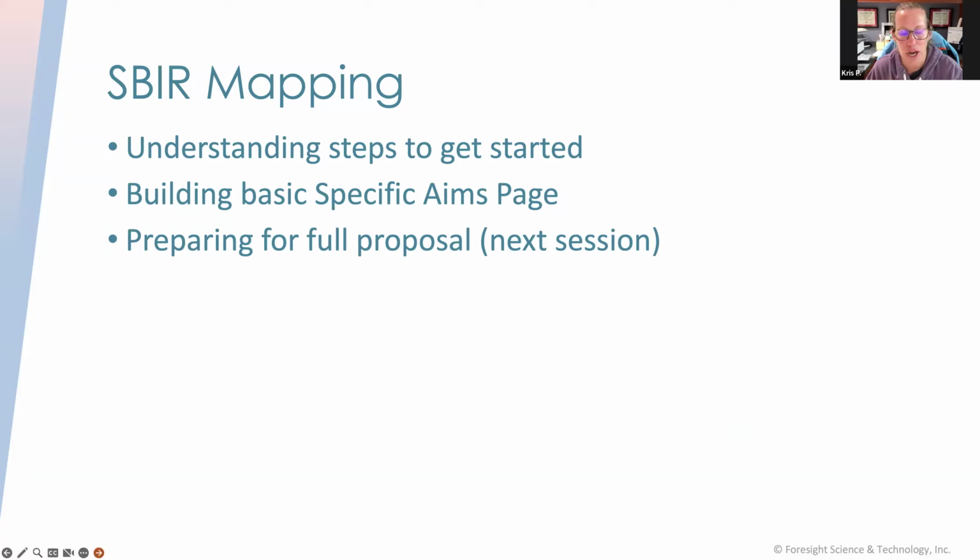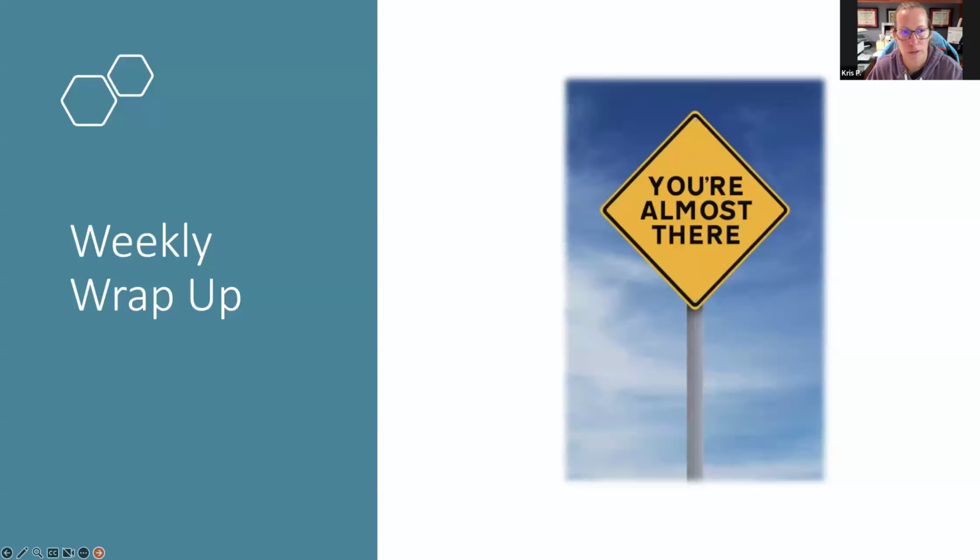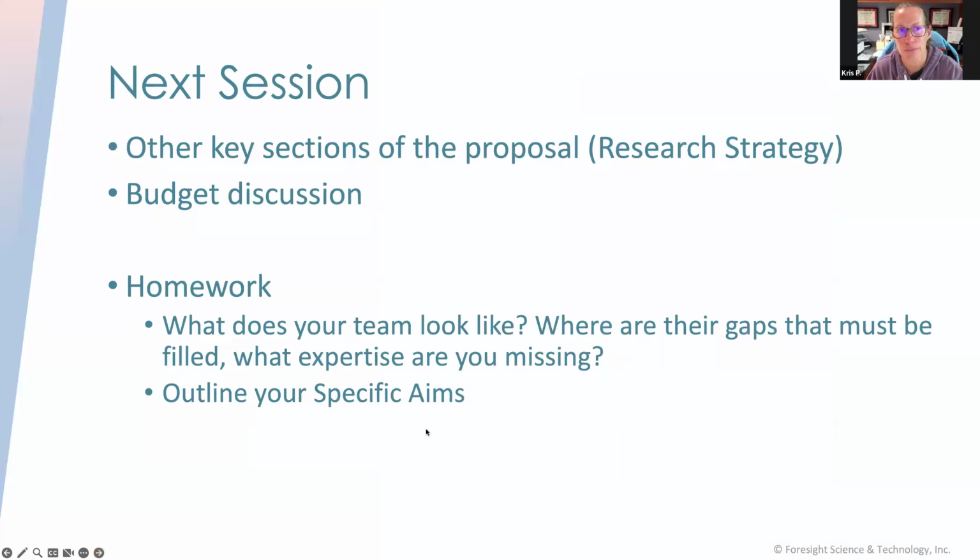And then the next section, we'll talk about that full proposal piece, which the specific aims are part of, but we need to do those early. So the next session, we will go over the other key sections, including the research strategy, which is that 6-page main document in the proposal. We will have a budget discussion. And then the third session is on all the ancillary documents that go with that.